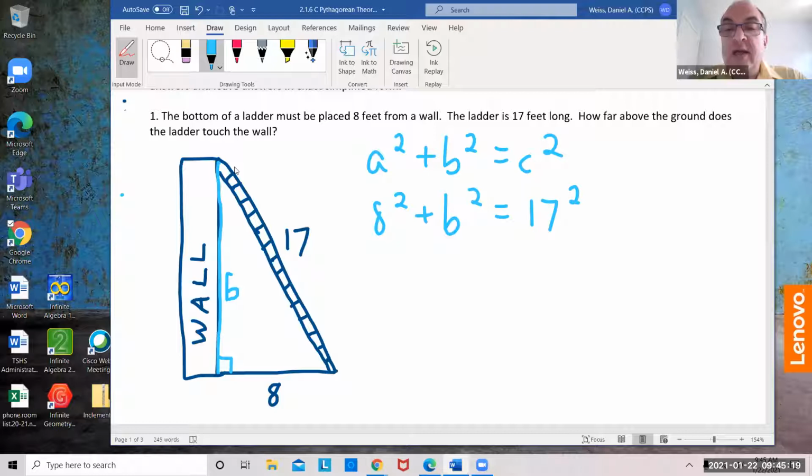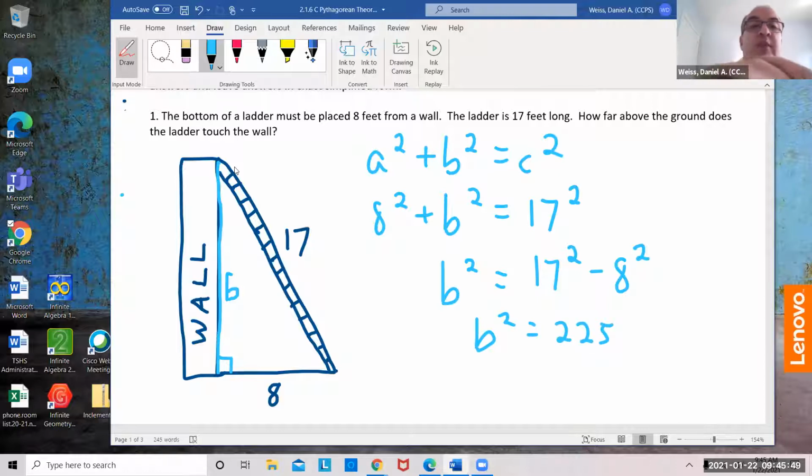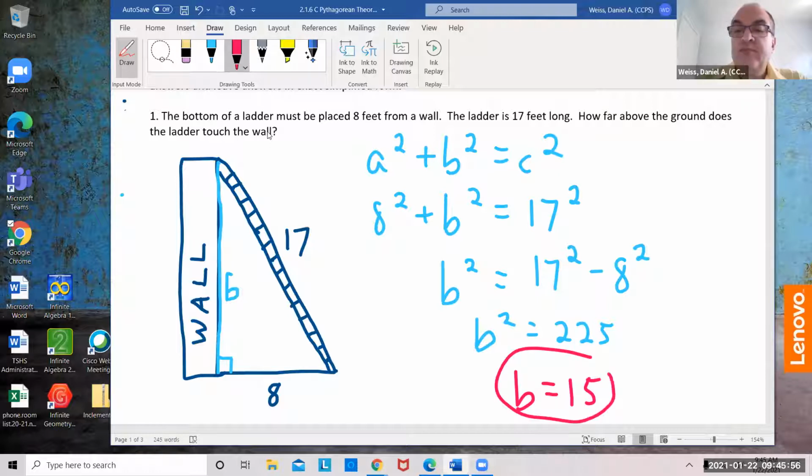So what I want you to do on your calculator, b squared is going to be 17 squared, so hit 17, the x squared key, and then minus, and then hit 8 and the x squared key. Then you hit equals. Once you hit equals, you hit square root. You'll get b squared equals 225, and when you hit square root, you will get b equals 15. You don't even have to write this out. You can just do on your calculator 17 squared minus 8 squared, hit equals, and then do square root.